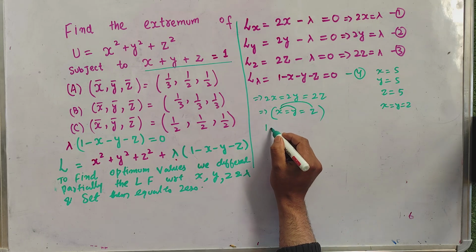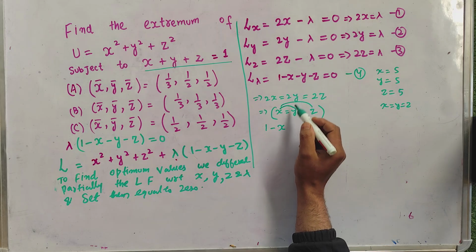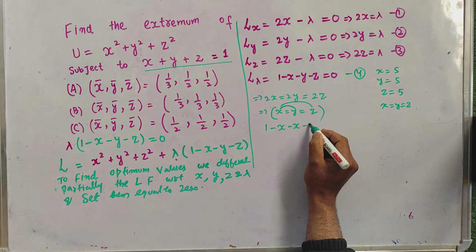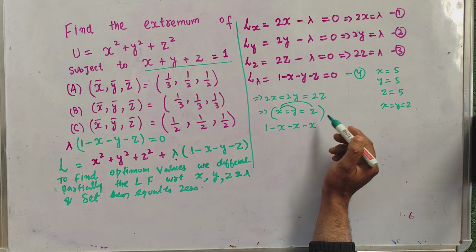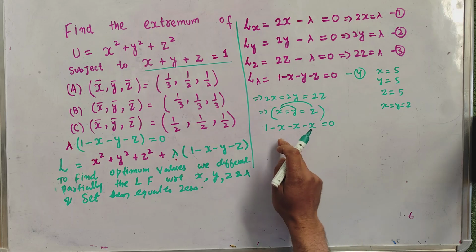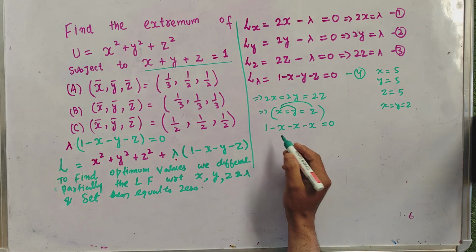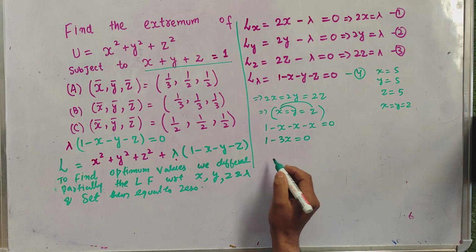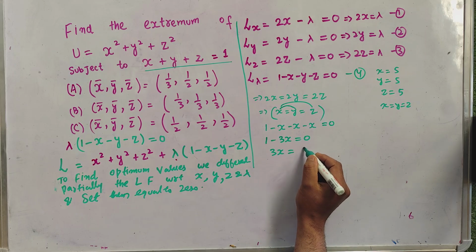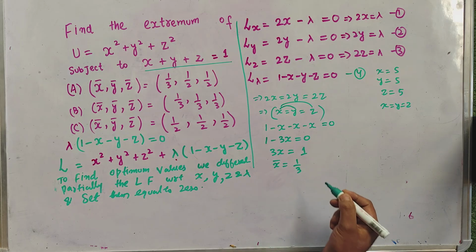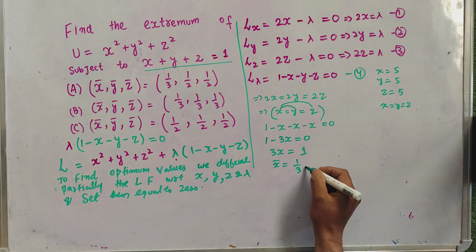That means 1 minus x. In place of y we write x again, and in place of z we write x again, because x is equal to y is equal to z, and which is equal to 0. So we have minus x minus x minus x, so this is minus 3x is equal to 0, or 3x, if I transpose it, is equal to 1, or x will be equal to 1 upon 3. So this is the optimal value of x.